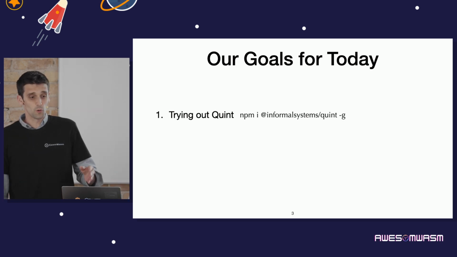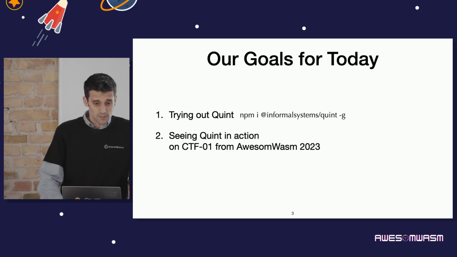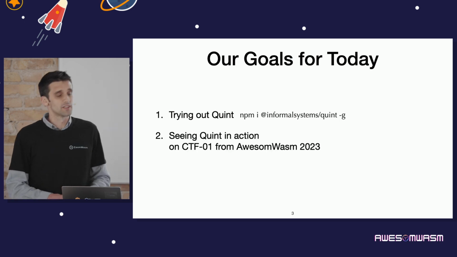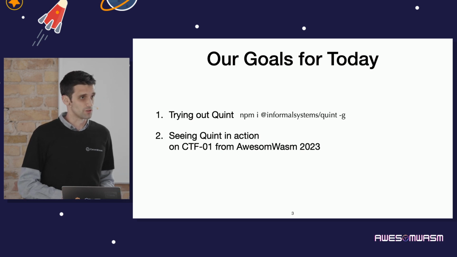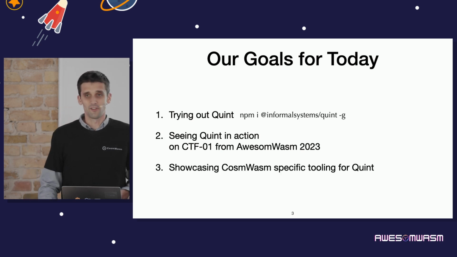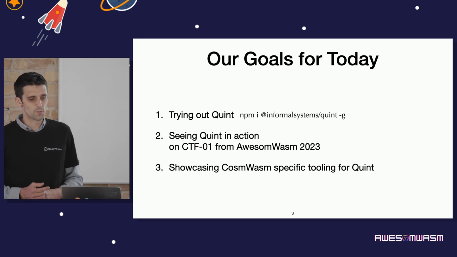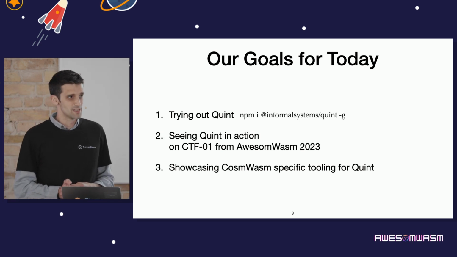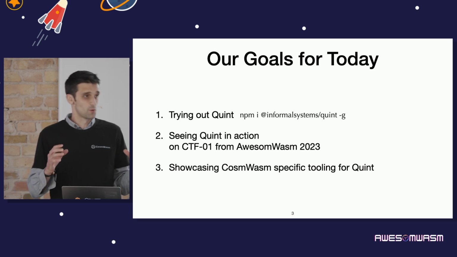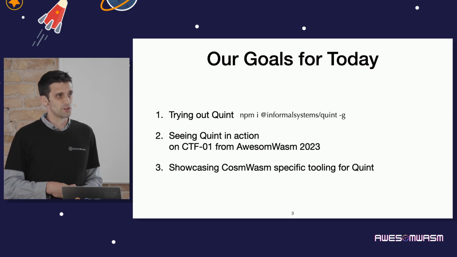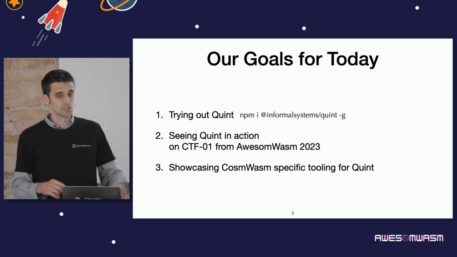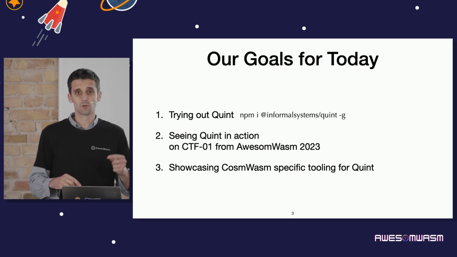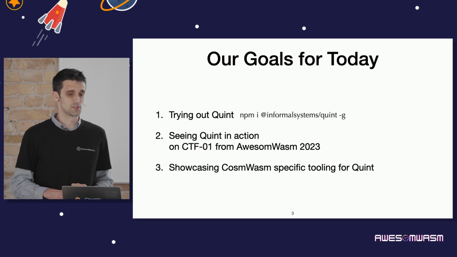So the first goal was to try out Quint. The second goal is to actually see Quint in action, to see how we can use Quint to find bugs in a CosmWasm contract. And finally, as the last thing of the workshop, I would like to show you some recent developments which connect CosmWasm to Quint, what Simon was referring to. Quint is a general purpose modeling language, but if you are to use it with CosmWasm, we have some tooling that will make it even easier to use.